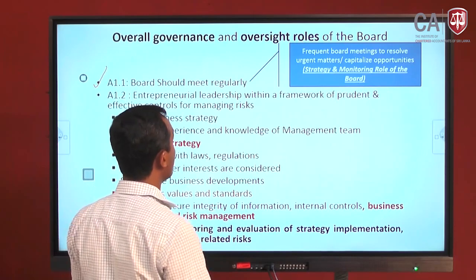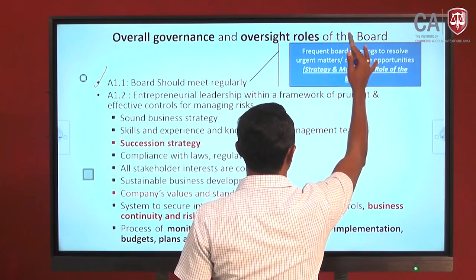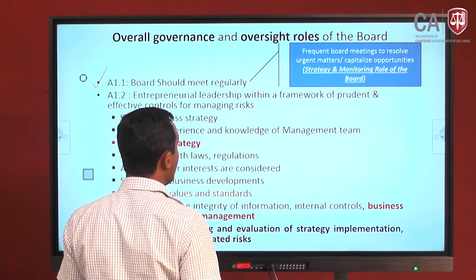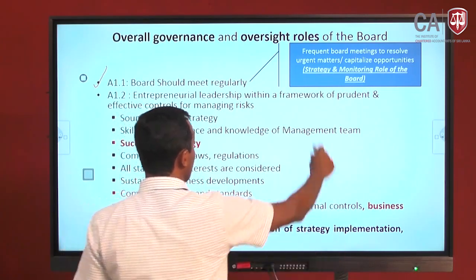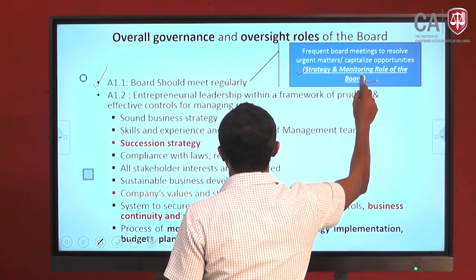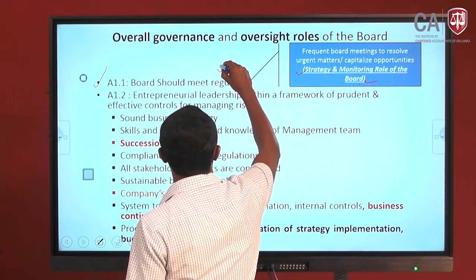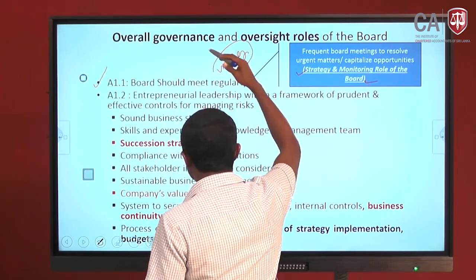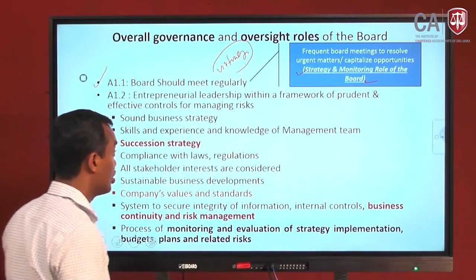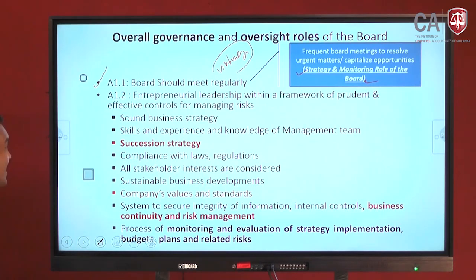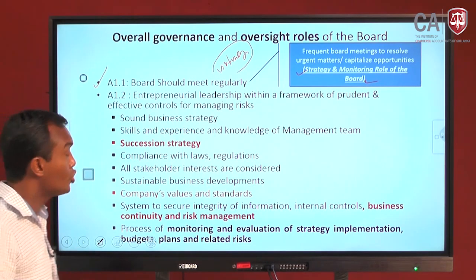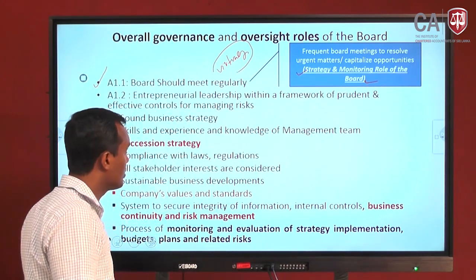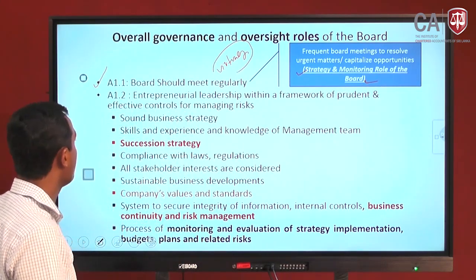You can write: frequent board meetings to resolve urgent matters. This is like the answer, right? Capitalize on opportunities, especially the strategy and monitoring role of the board. For this purpose you can meet, especially if these meetings can be in virtual form. In virtual meetings, how do you ensure the effectiveness of such meetings? The company secretary, how can you ensure that the information flows quickly? I mean, virtually most of the things can be done efficiently.